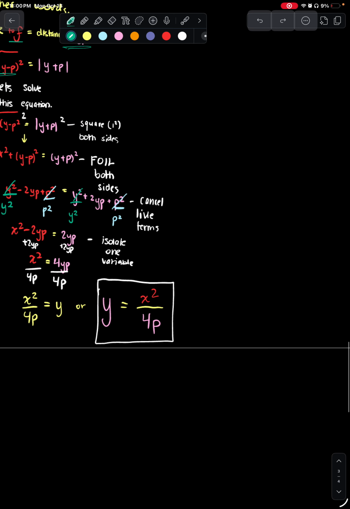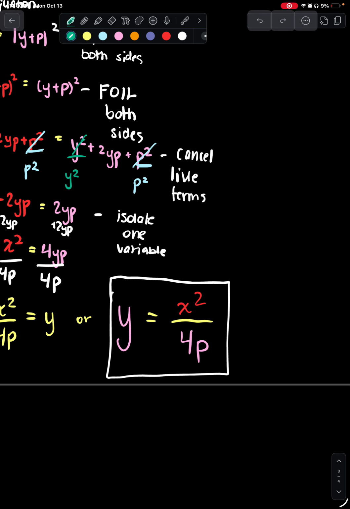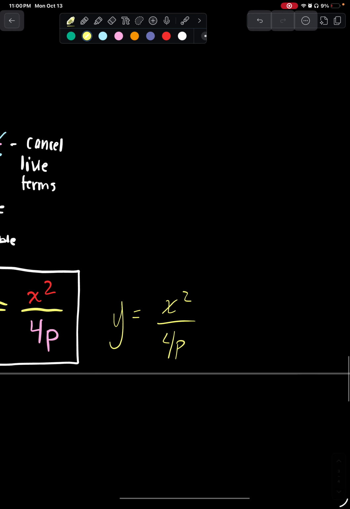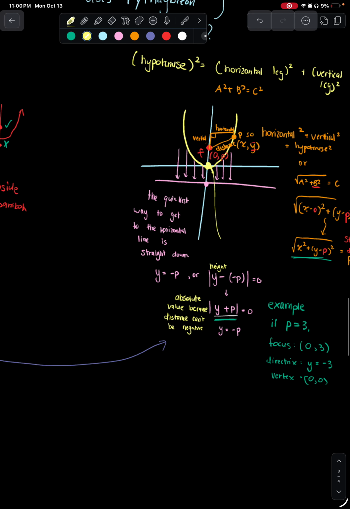Now I color coded it here. You can see which part comes from which. This x squared comes from the focus. This 4p comes from the directrix. But when you're actually looking at it, it's just one equation that works, that you can plug in, that you can memorize. But the reason why it works is because of all this right here.